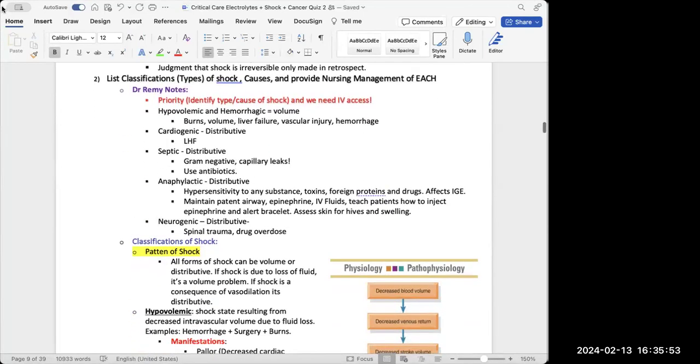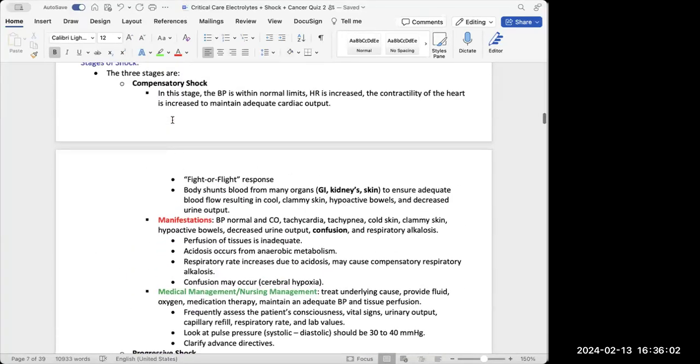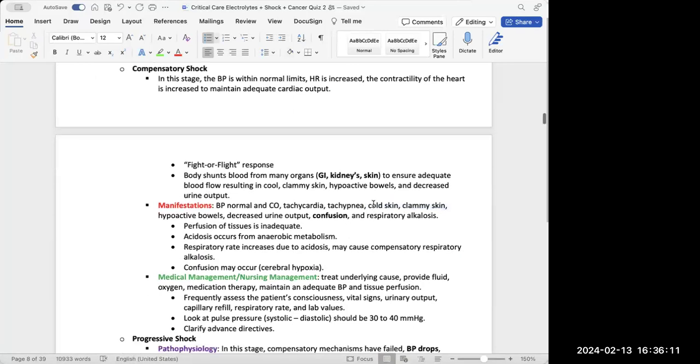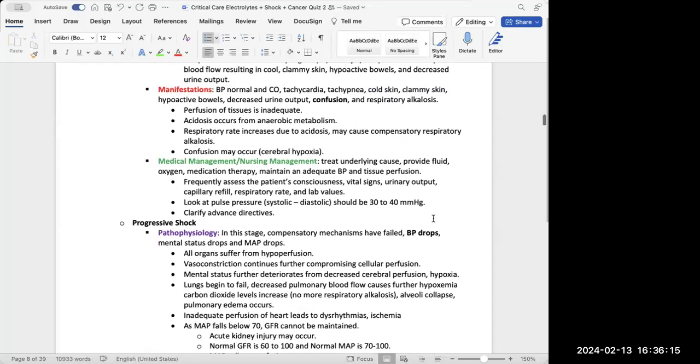Any questions about that? I have a question, Alicia. So in the compensatory stage, are they going to have cold and clammy skin? Because I was looking at other resources outside, and they were saying in progressive, you would see cold and clammy skin, which would make sense too. I don't know which one is right, because in the textbook it says cold and clammy for compensatory, but sources like Simple Nursing and reliable sources online are saying progressive. So which one is it?